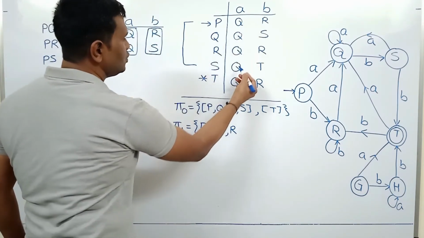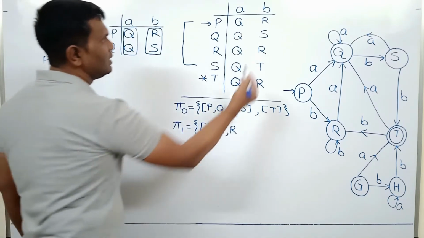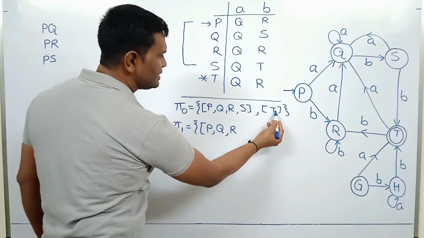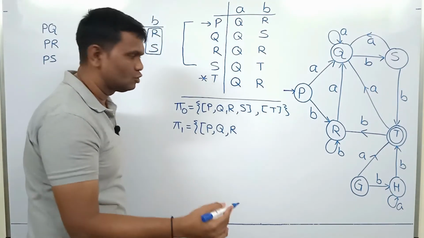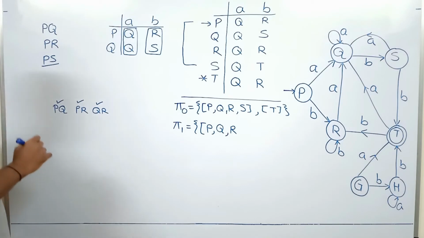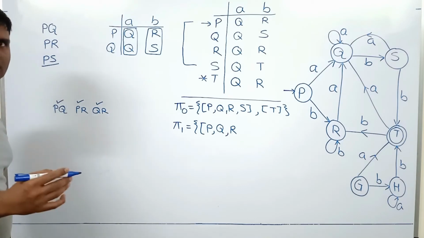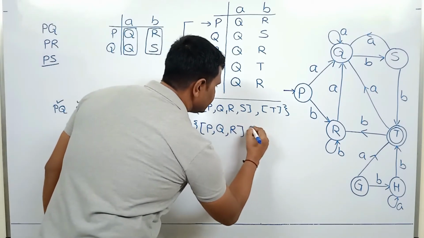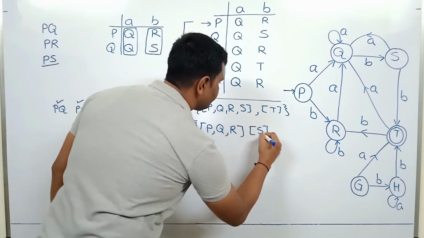So Q and Q, they must be in the same group. R and T: R is here, T is here, so they are in different groups. Right now we are checking P and S. They are not one equivalent, so we take S in a separate group.